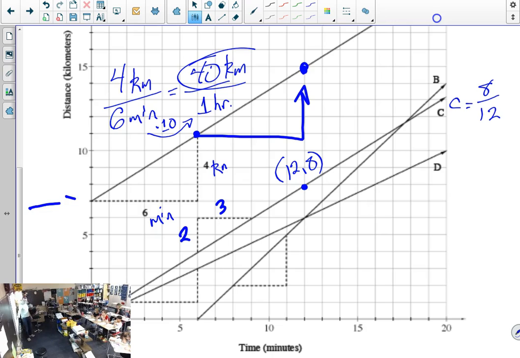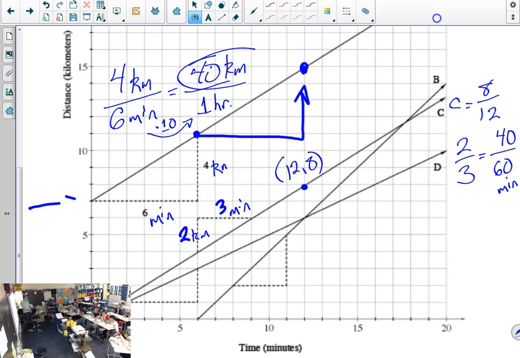Or this triangle right here, 3 compared to 2: he went a distance of 2 kilometers in a time of 3. Same fractions, right? 8 twelfths and 2/3 are the same thing. So all you need is the triangle to solve it. They're all going 40 kilometers an hour. So C is also at 40 kilometers per hour. Notice the graph shows us this.